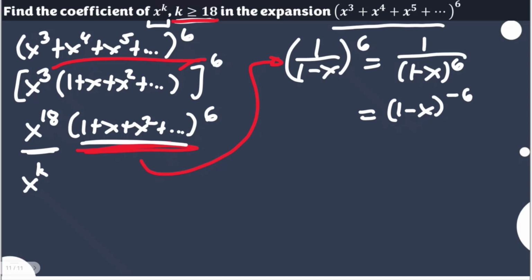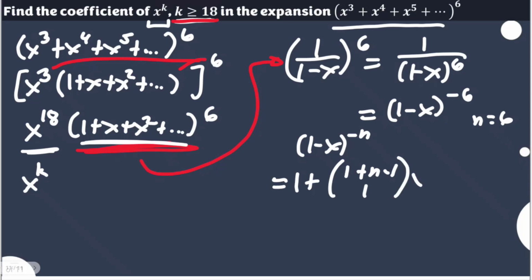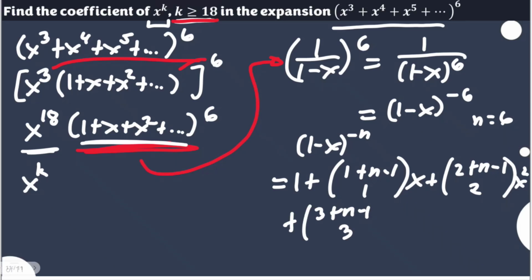By doing that, we will be using the generalized binomial theorem, talking about 1 minus x raised to the negative n. So here our n is 6, which is expanded as 1 plus n minus 1 combination 1 for x plus 2 plus n minus 1 combination 2 for x squared plus 3 plus n minus 1 combination 3 for x cubed plus until you reach r plus n minus 1 combination r, x to the power of r. Okay, so why are we doing this?